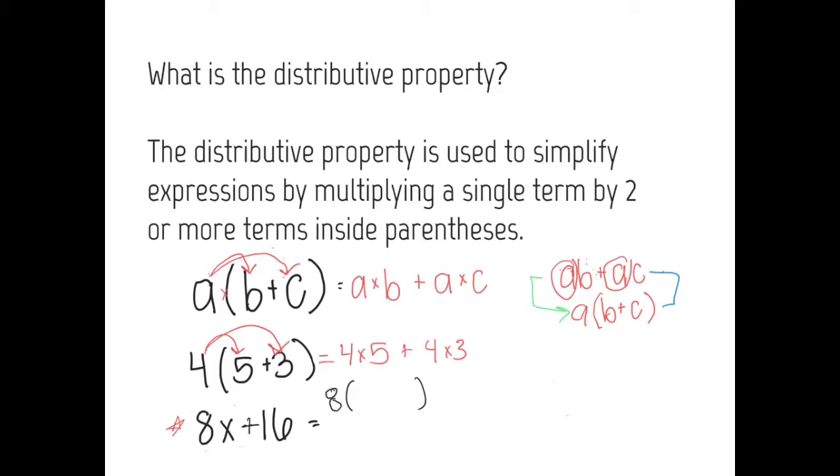So if you divided 8x by 8, that gets rid of the 8. So you're only left with x plus what's 16 divided by 8? 2. You took out a common factor. Distributive property can work both ways by taking out that common factor and putting it outside the parentheses.